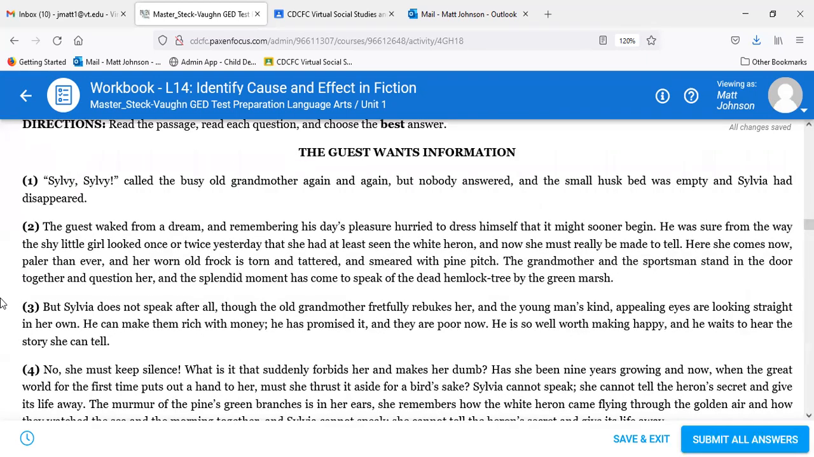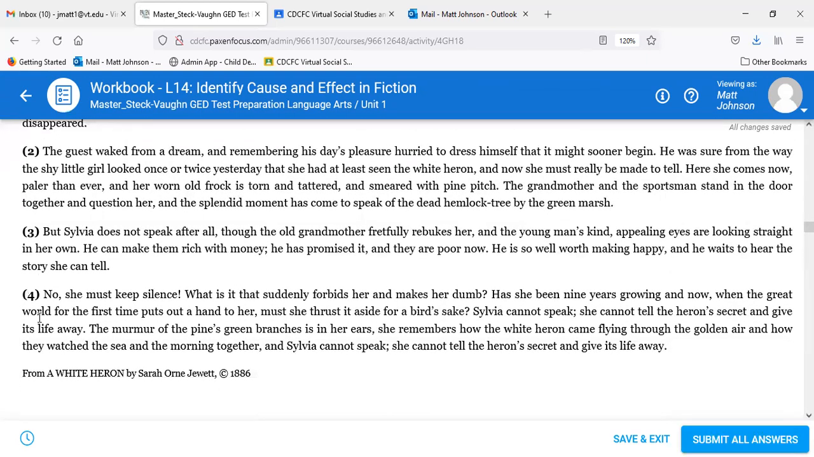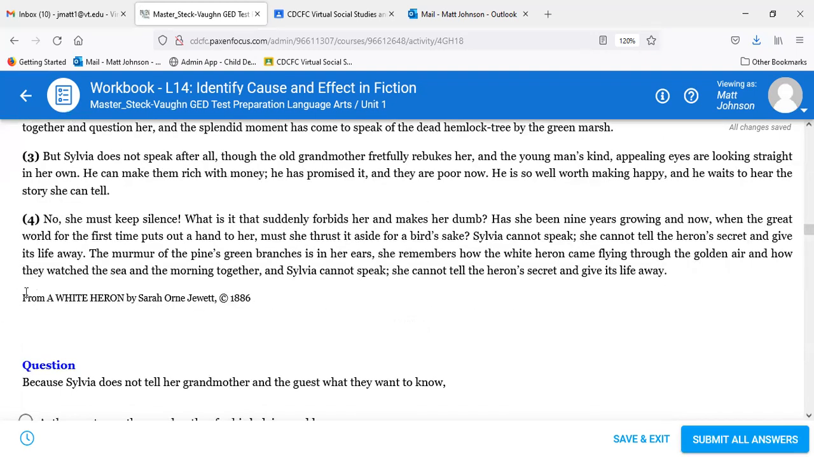Okay. And I'll finish off the last one. So no, she must keep silence. What is it that suddenly forbids her and makes her dumb? Has she been 9 years growing, and now, when the great world for the first time puts out a hand to her, must she thrust it aside for a bird's sake? Sylvia cannot speak. She cannot tell the heron's secret and give its life away. The murmur of the pine's green branches in her ears. She remembers how the white heron came flying through the golden air and how they watched the sea and the morning together. And Sylvia cannot speak. She cannot tell the heron's secret and give its life away. From A White Heron by Sarah Orne Jewett in 1886.